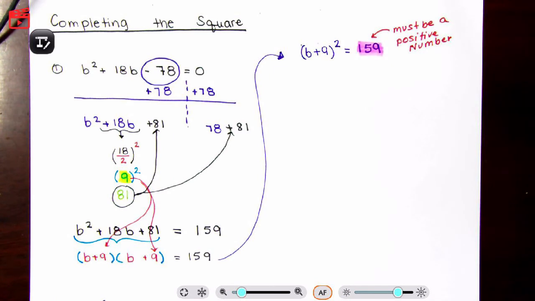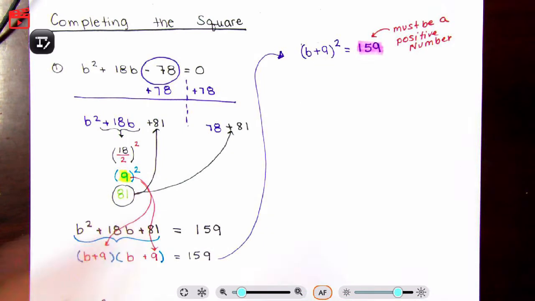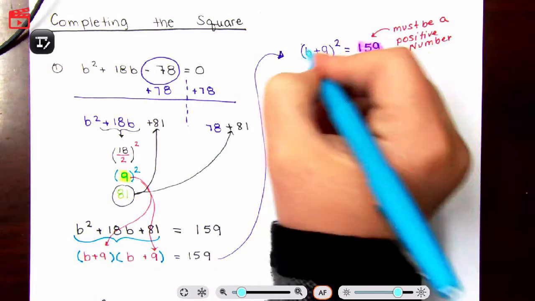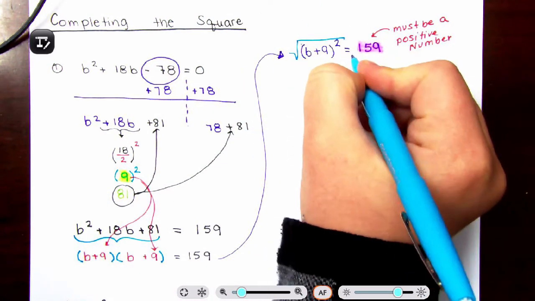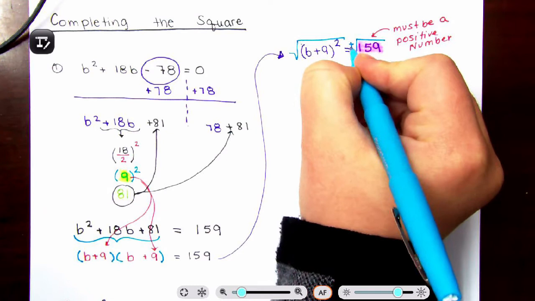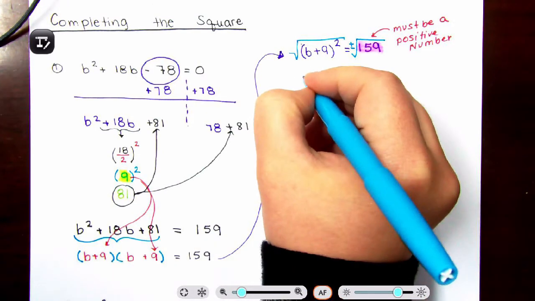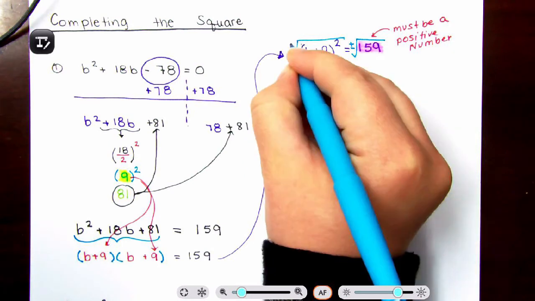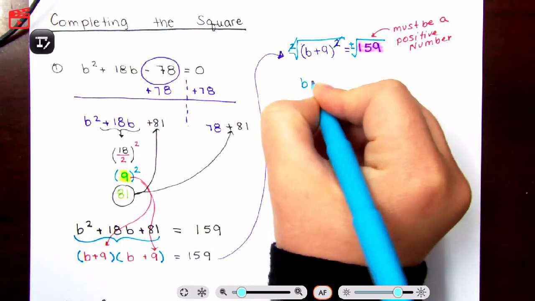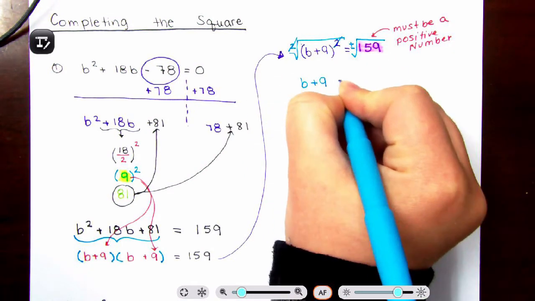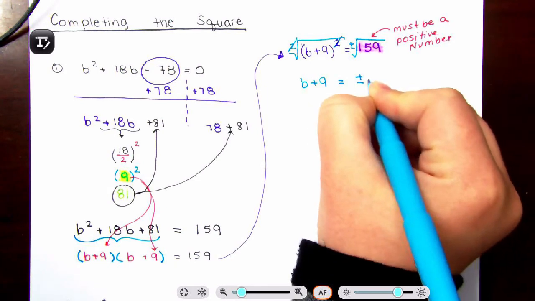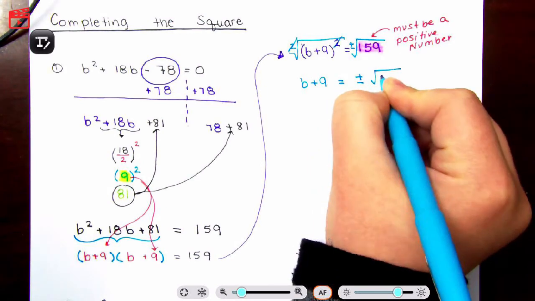And this is why. Remember how we have now a squared? We're going to undo it. Our objective is to solve for our variable b. So I'm going to take the square root, remember plus or minus, of both sides. And so I have b, remember there's a secret 2 here, so that goes away. I have b plus 9 is equal to the square root, plus or minus always, of 159.